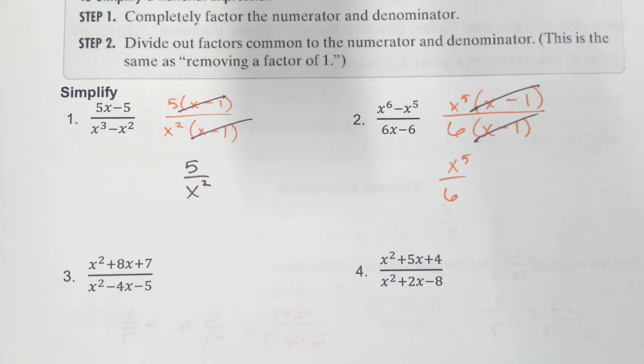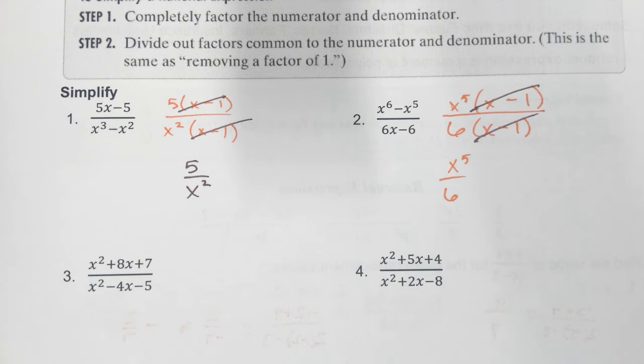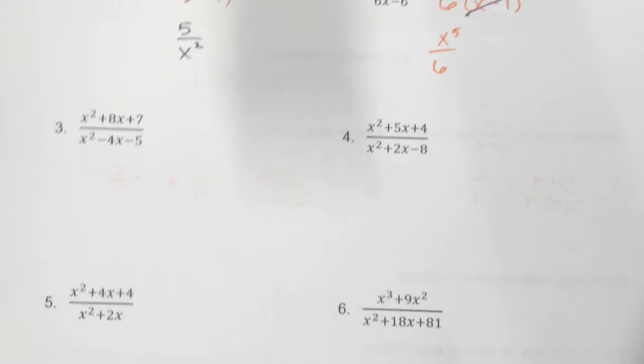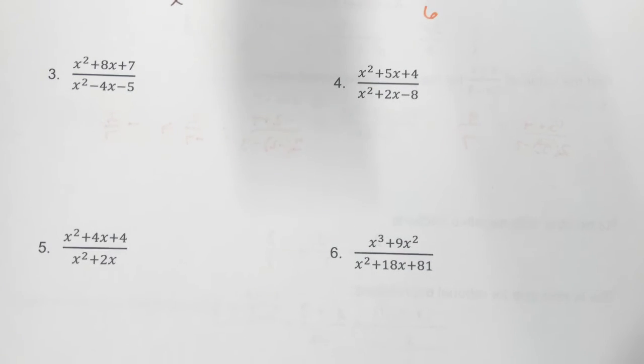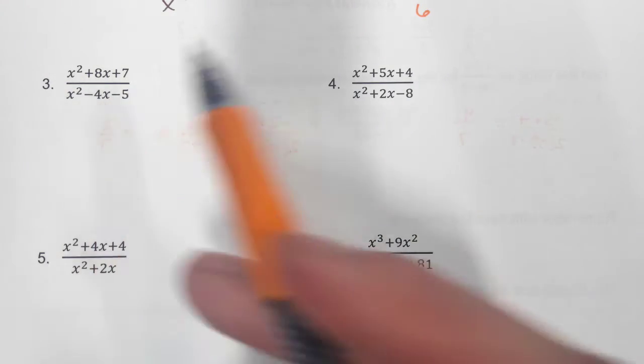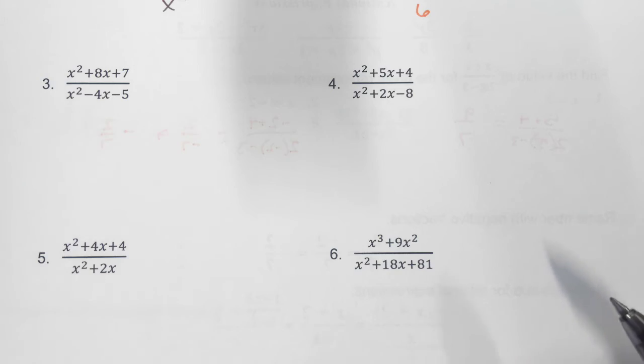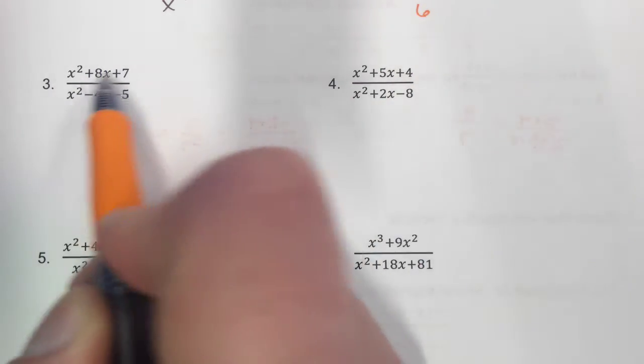And by the way, on these problems, we're assuming that the denominator does not equal 0. So you don't have to worry about finding what x cannot be on these, like we did on the front of this page. Number 3 and 4, we bump it up a notch to those trinomials, but they're nice and easy to factor because there's no coefficient on the squared term, so we go straight into the parentheses.